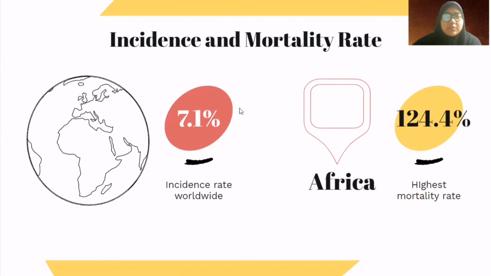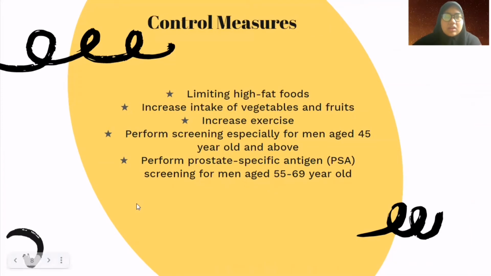Next, for the incidence and mortality rate, there's a 7.1% incidence rate worldwide, and for the mortality rate, Africa marks the highest mortality rate, which is 124.4%.